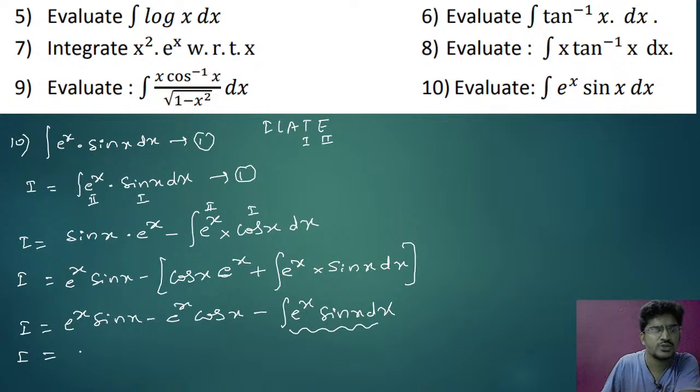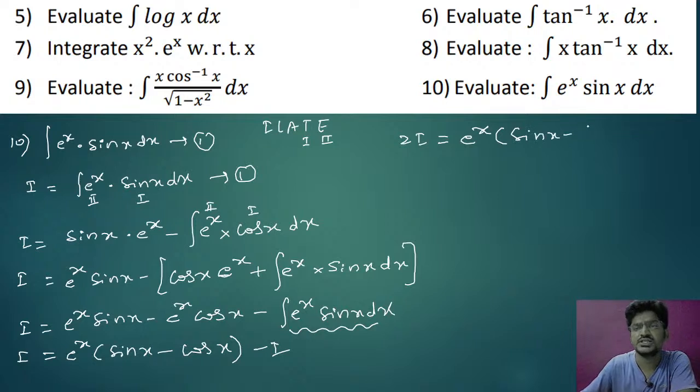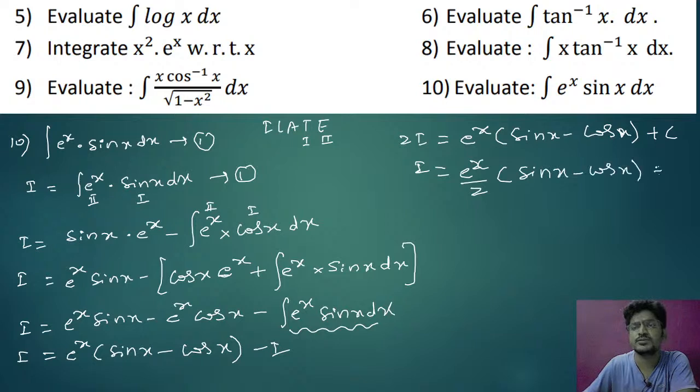Take e raised to x common. This is sin x minus cos x. Now take this minus I on this side, it will be plus I. So I plus I will be 2I. So 2I equal to e raised to x into sin x minus cos x plus c. So therefore I will be equal to e raised to x by 2 into sin x minus cos x plus c. So this is your answer.